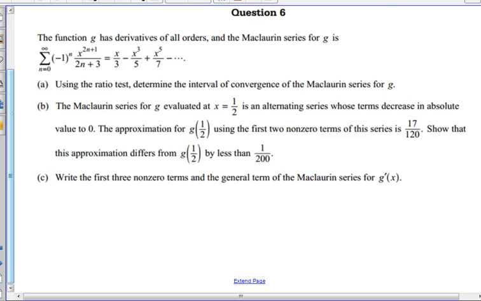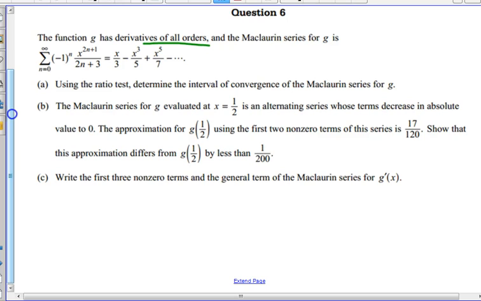The function g has derivatives of all orders. Again, like in the past questions, that's just letting us know, hey, this question makes sense. And the Maclaurin series, we know they made this at 0, which we can tell because look, it's x cubed, x to the 5th. It's not x minus 1 squared, x minus 1 to the 3rd. So that looks good. Maclaurin series for g is this.